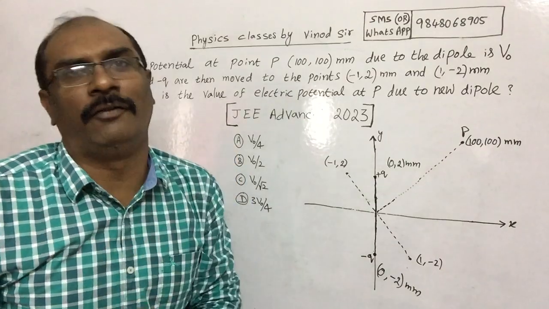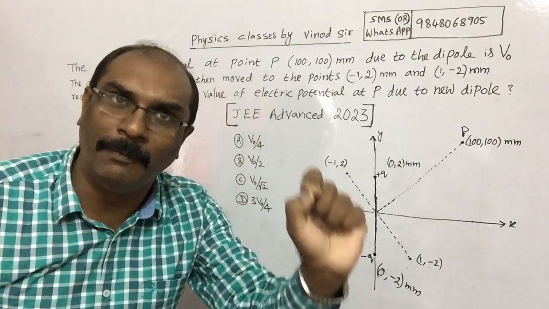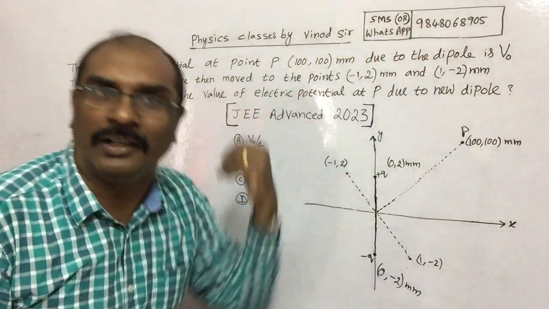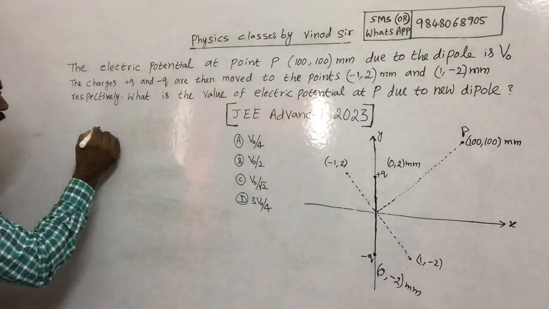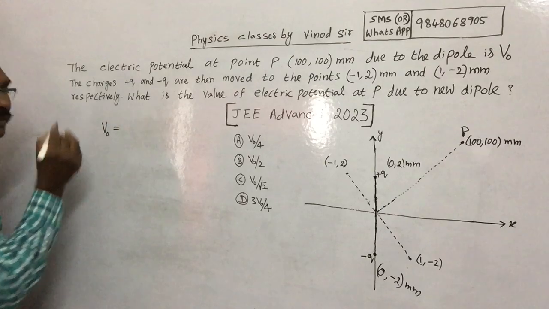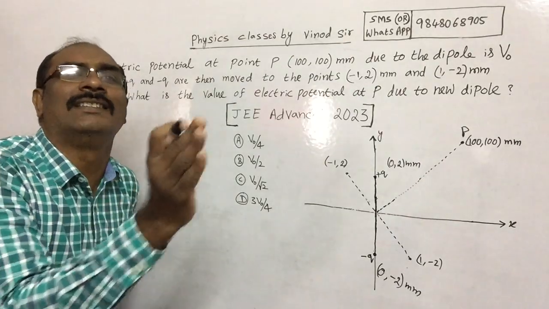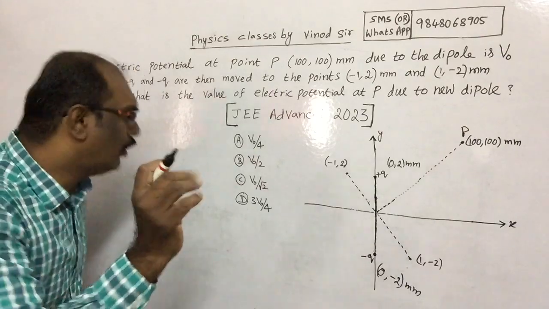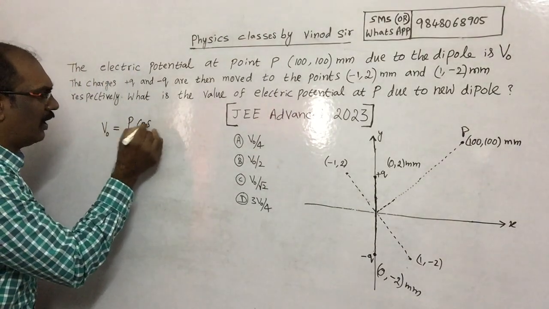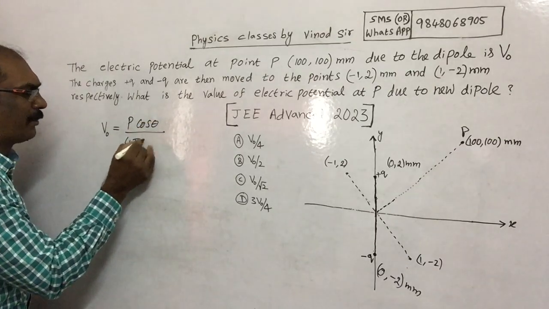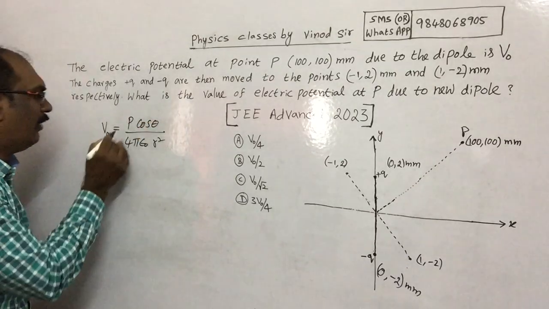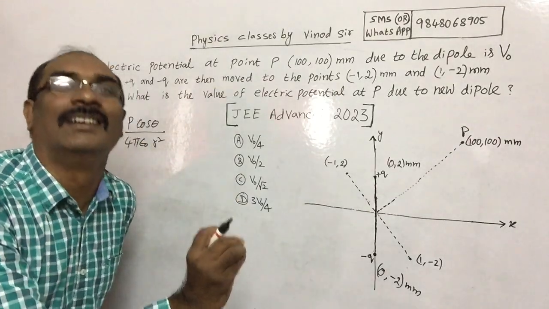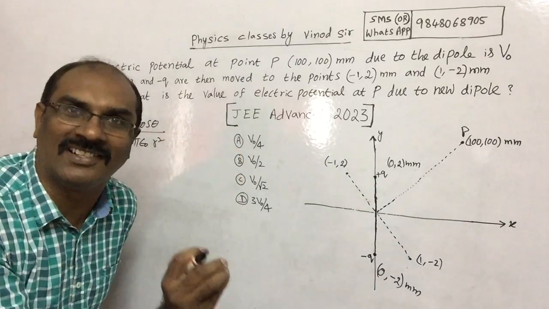We know the formula for potential due to a dipole at a point. So we will write the formula for V naught first. V naught is equal to, we know the formula, no? P cos theta by 4 pi epsilon naught r square, where P is the dipole moment, one of the charges multiplied with the distance between the charges.